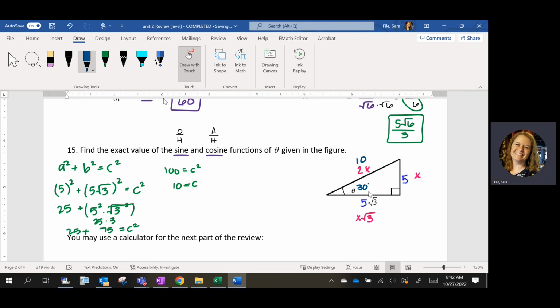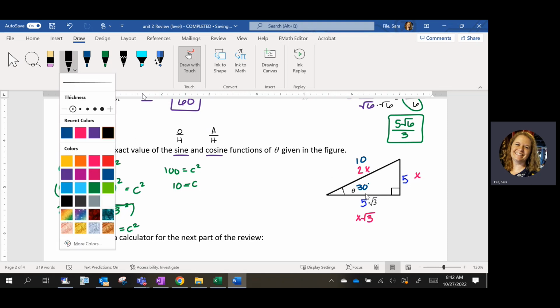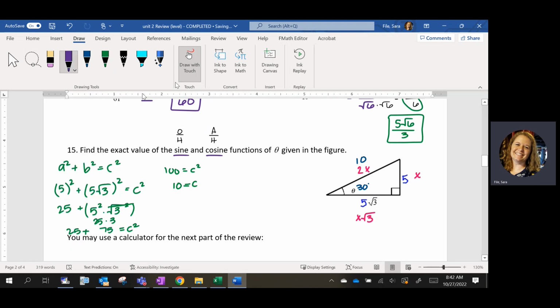Now, if they had asked you to find theta, great, you found it. This one is asking for ratios. So I just wanted to point out that you could do that instead of using right triangle trig to find that angle if you were asked to. If you know those special right triangle ratios, it just saves you some time. All right, but this is asking for sine and cosine ratios.